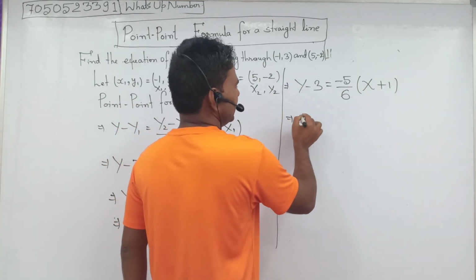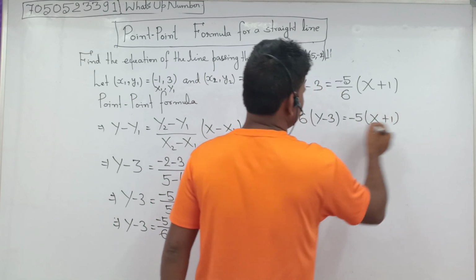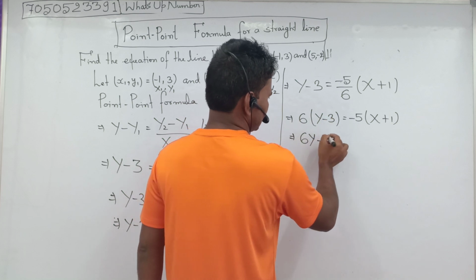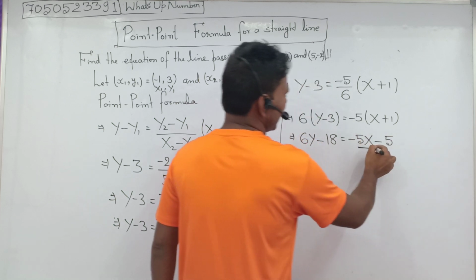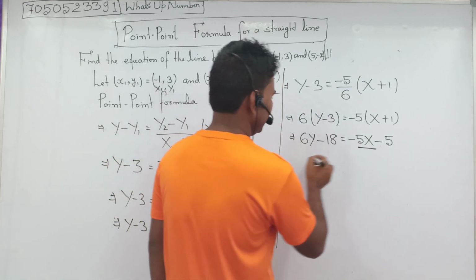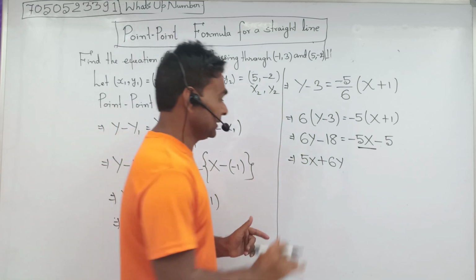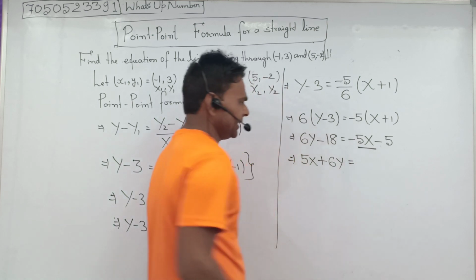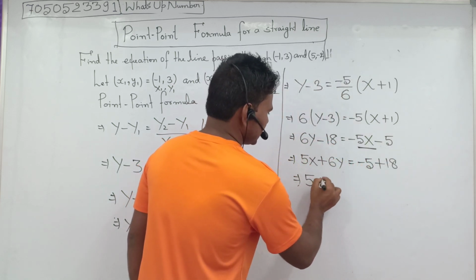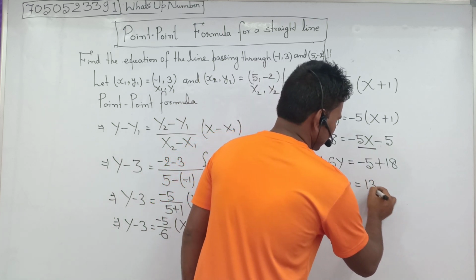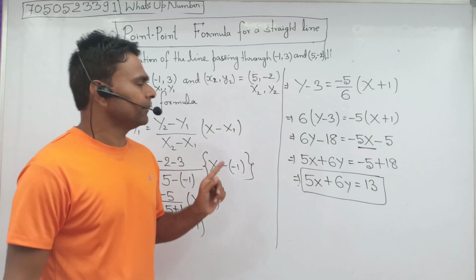Okay, doing cross multiplication, 6 times (y minus 3) equal to minus 5 times (x plus 1). 6y minus 18 equal to minus 5x minus 5. Moving minus 5x from the RHS to the LHS, it becomes plus 5x, plus 6y stays in the LHS. And minus 18 moves to the RHS, it becomes plus 18, minus 5 gives 13. So 5x plus 6y equal to 13. This is the point-point formula result for the straight line passing through the two points (-1, 3) and (5, -2).